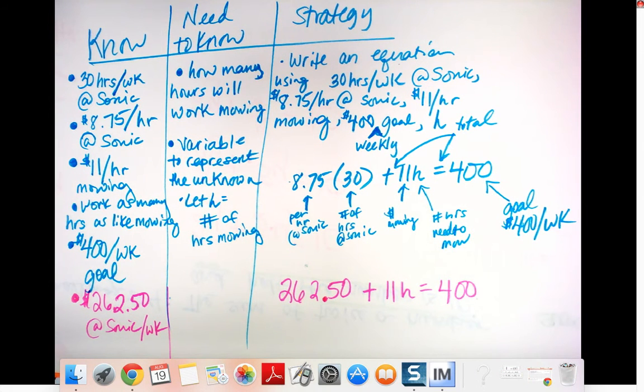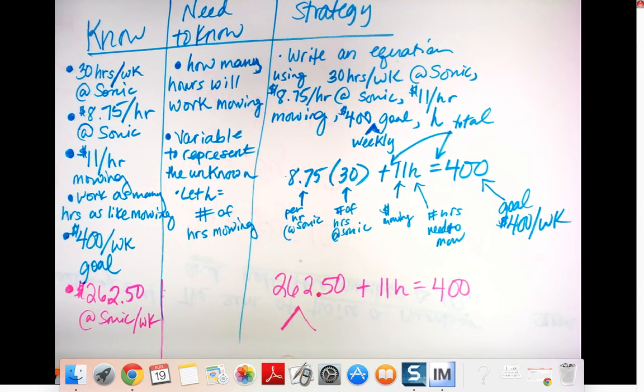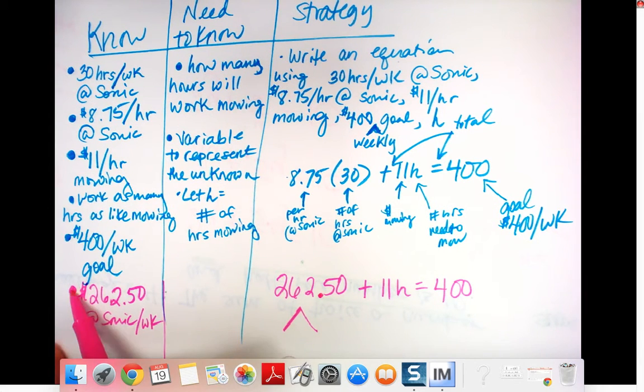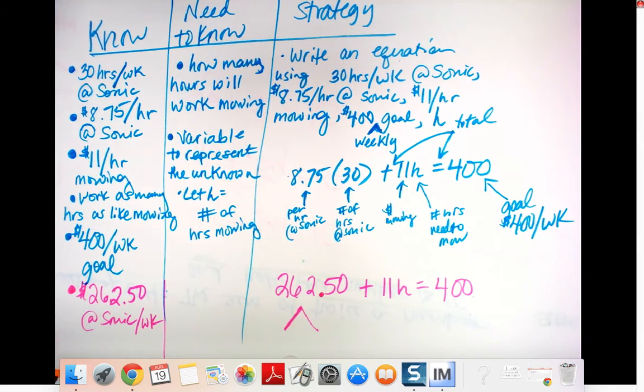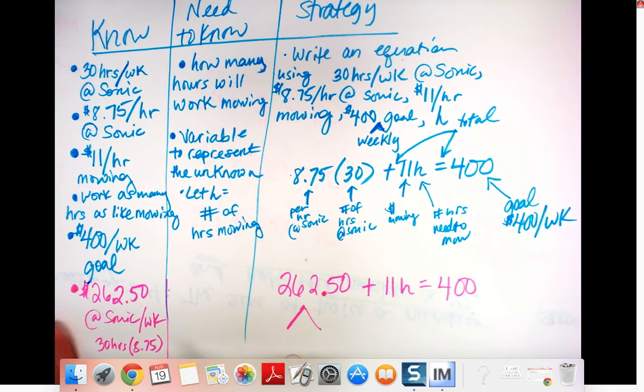So either way is fine. If you're going to go ahead and put in the amount of money you make at Sonic, then somewhere in the table, like preferably in the know column, you would state that I know this, because 30 hours times 8.75 is $262.50.